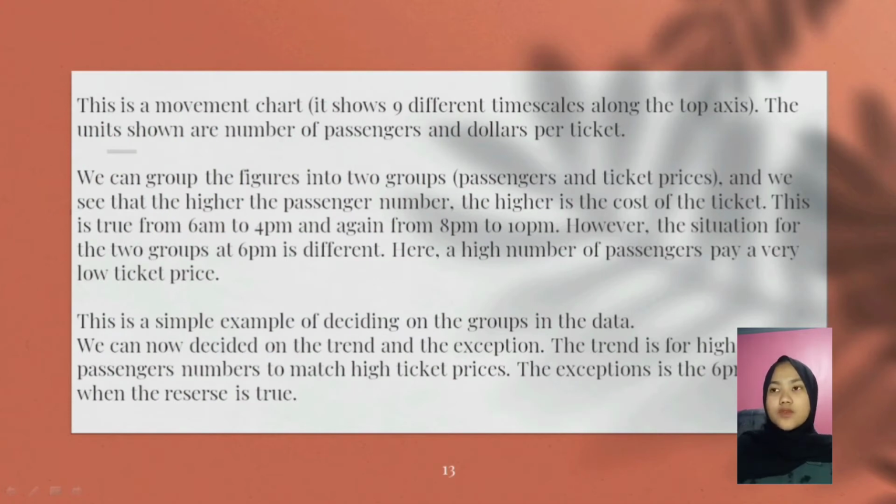This is a movement chart. It shows 9 different time scales along the top axis. The units shown are number of passengers and dollars per ticket. We can group the figures into two groups, passenger and ticket price, and we see that the higher the passenger number, the higher is the cost of the ticket.